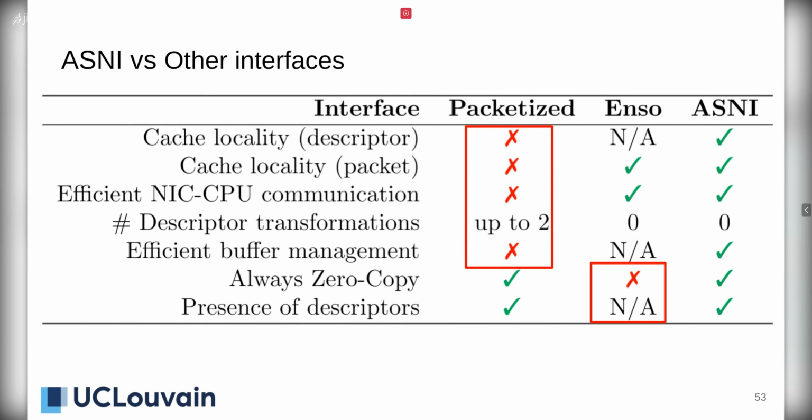So compared to Enzo, we also have still zero copy for every application. So even if we don't process packets in order, we don't need to copy them. And also we keep the descriptor, the metadata channel between the NIC and the CPU. So to test ASNI, we built a prototype.